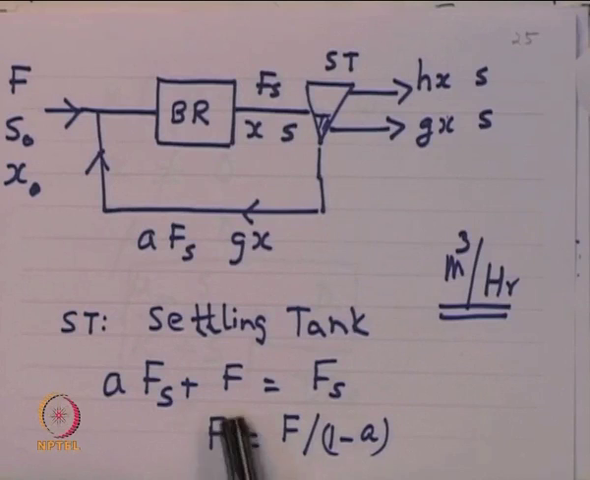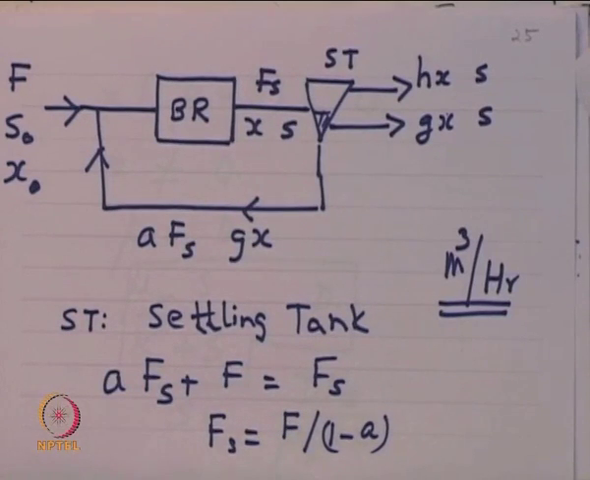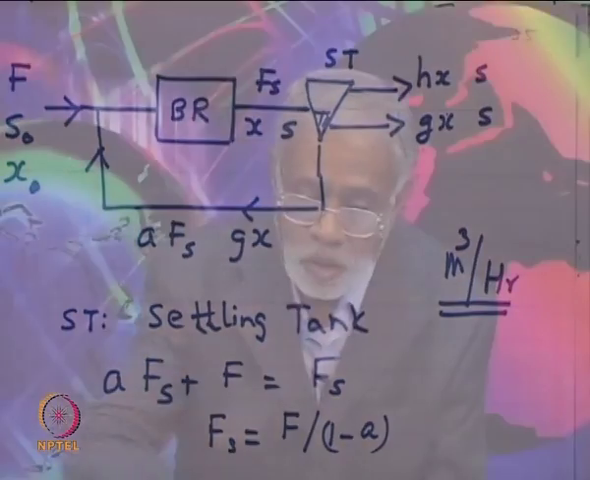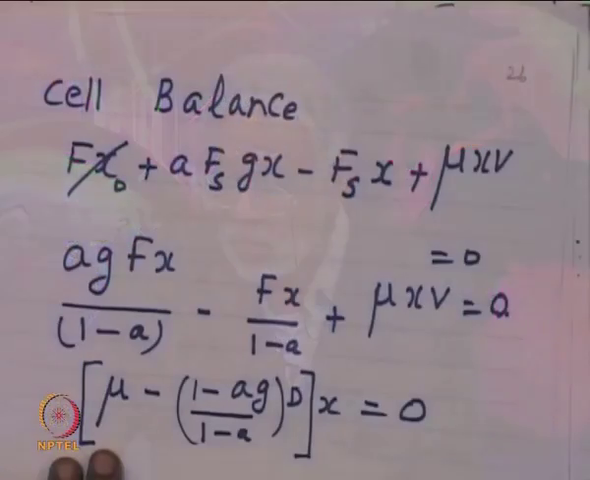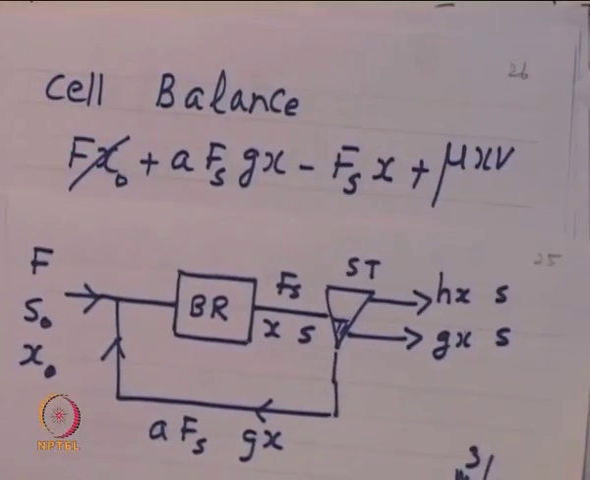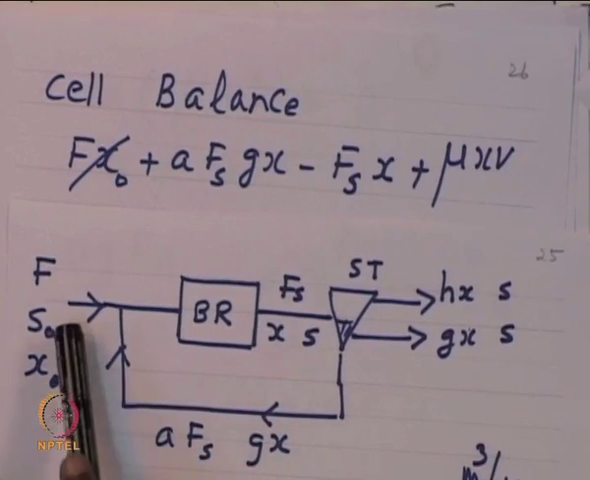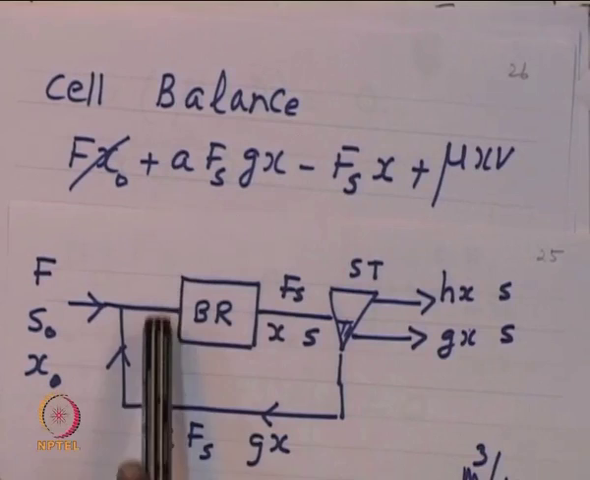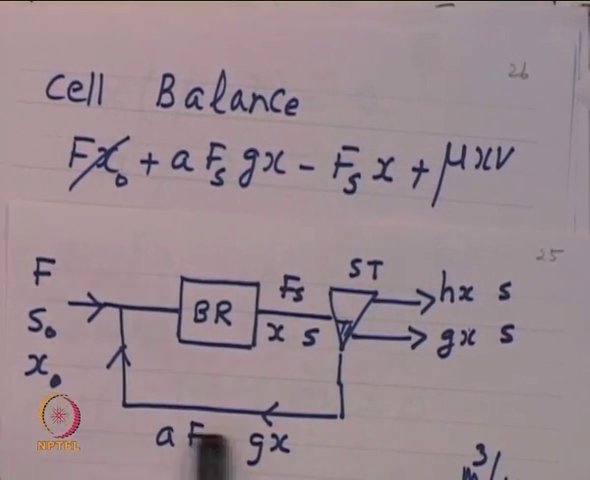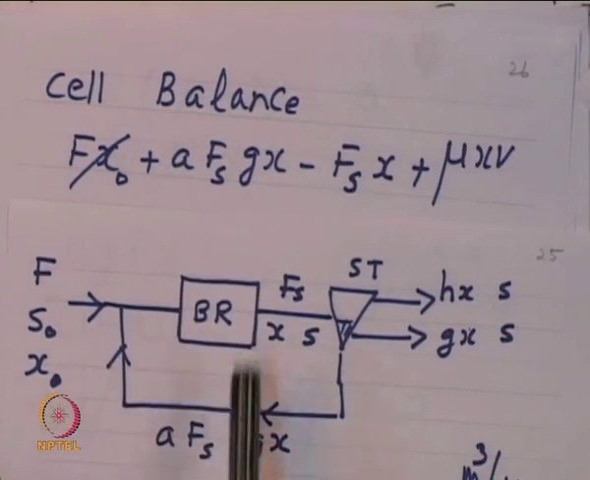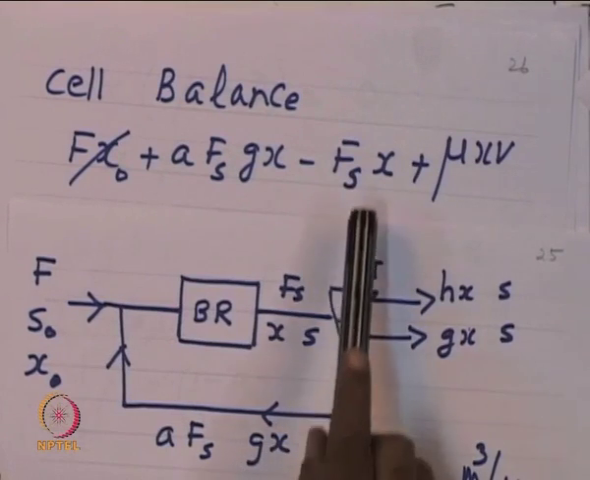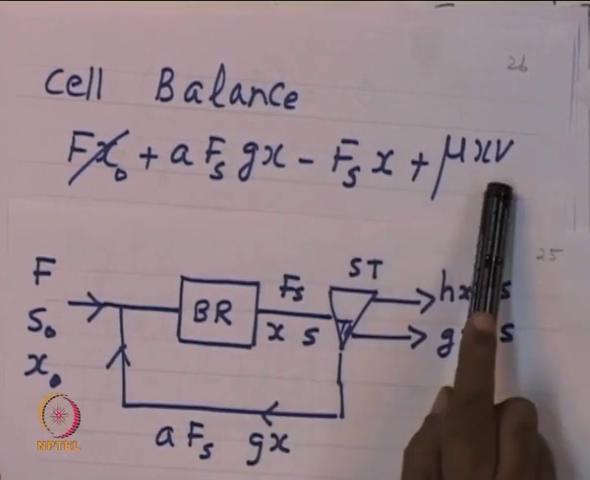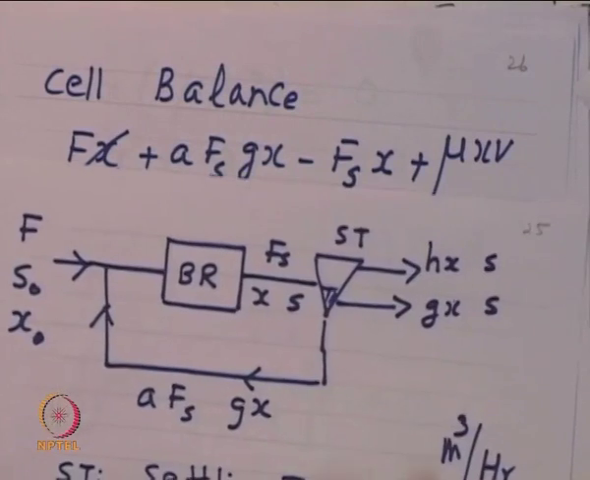So there you get Fs is F by 1 minus A. Is it okay? Now, let us see how it helps us. I have done this cell balance in some detail now. So, what is the cell balance? Please look at this bioreactor. You can see input F has no cells, I have knocked it off. Output is Fs times x. Input minus output: Fs times x plus mu x equal to 0. I will go through it once again.